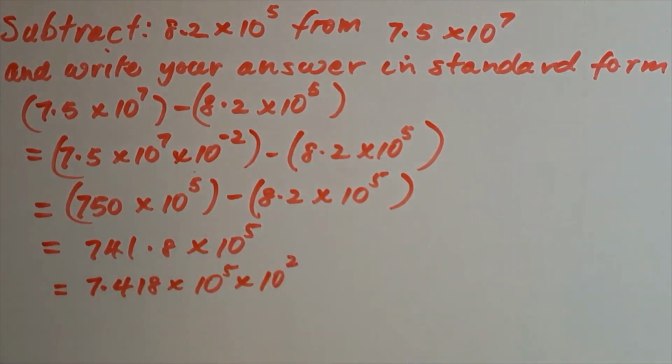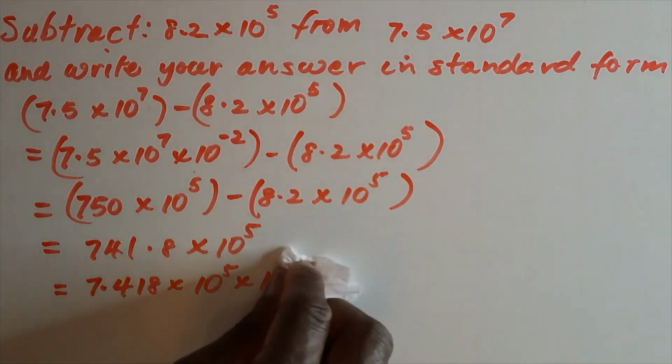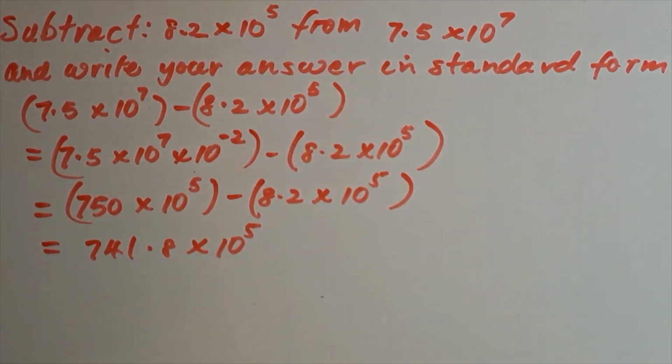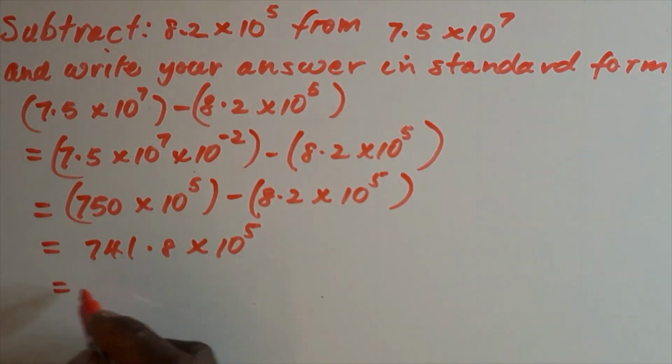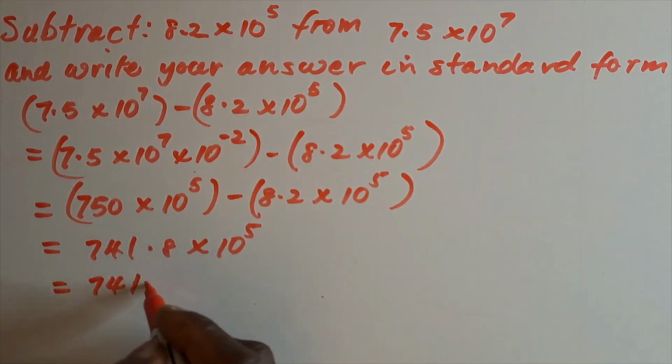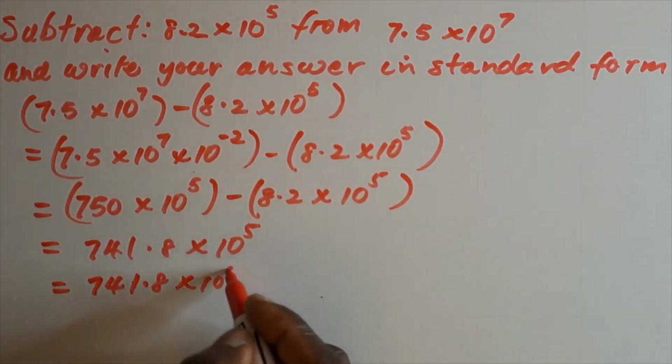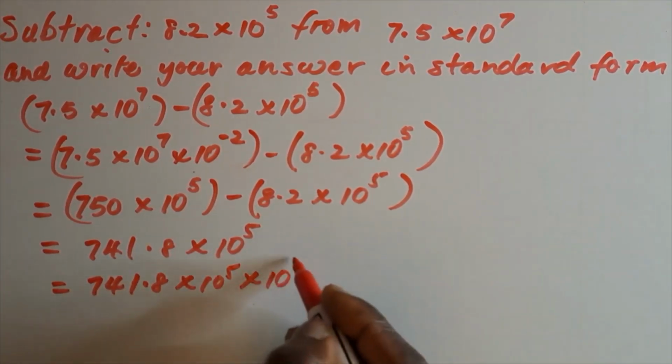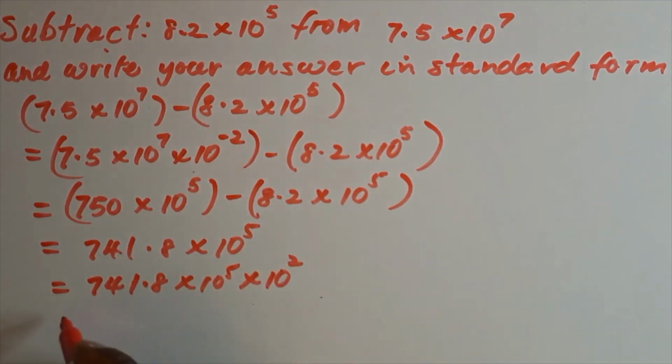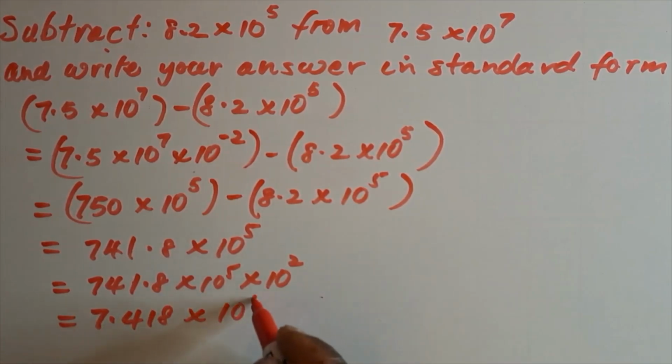Well, let's write this before we show the result. 741.8 times 10 to the 5th times 10 squared. And the result of that is 7.418 times 10 to the 5th. And there you have it.